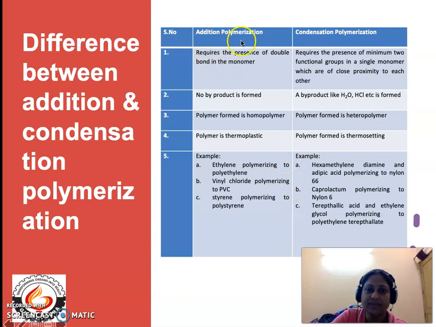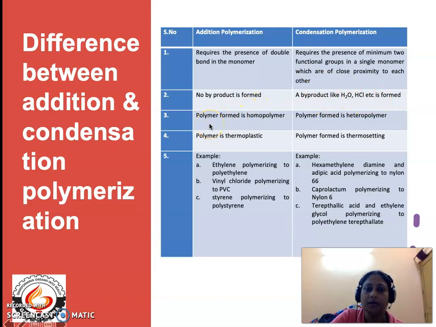So, what is the difference between addition polymerization and condensation polymerization? The first difference is that the monomer must have a double bond or a triple bond, whereas in condensation polymerization, the monomers must have at least two functional groups, and two different monomer units combine to give rise to condensation polymerization. The second difference is that under addition polymerization, no byproduct is formed, whereas under condensation polymerization, a byproduct like water, HCl, etc. is liberated.